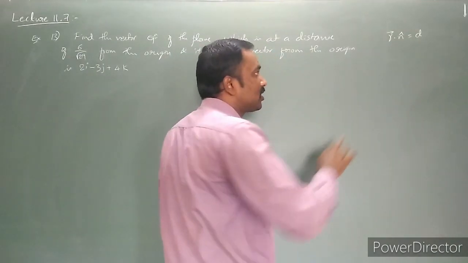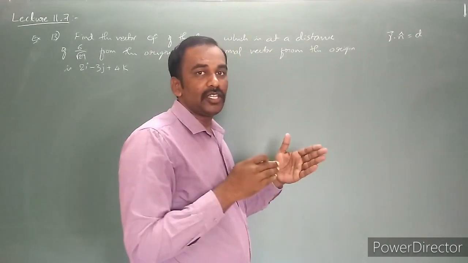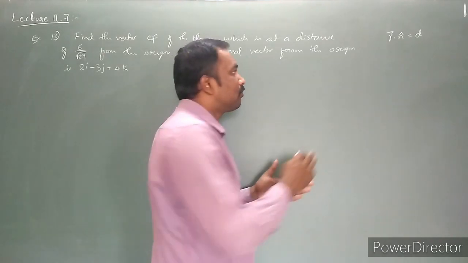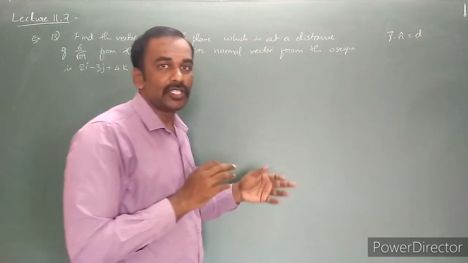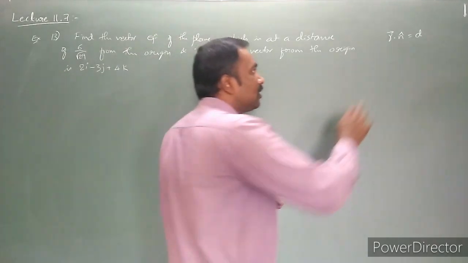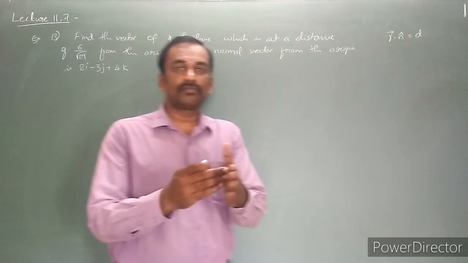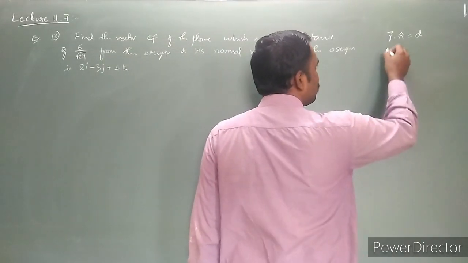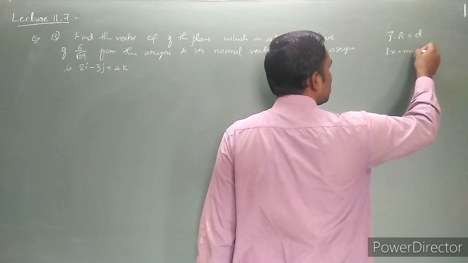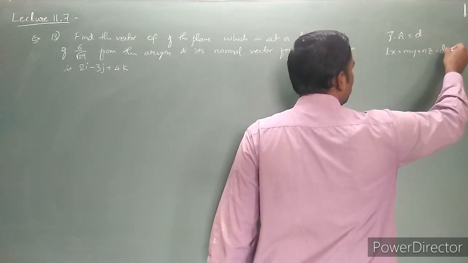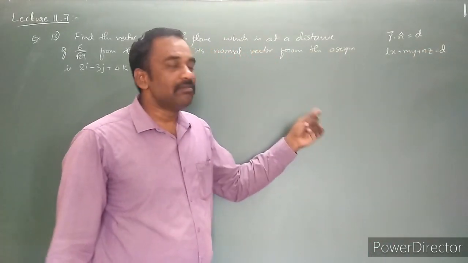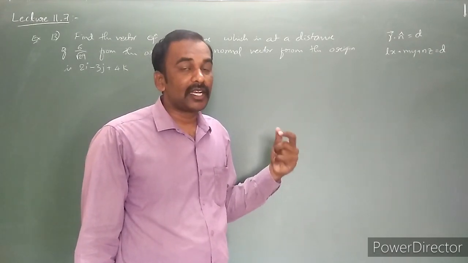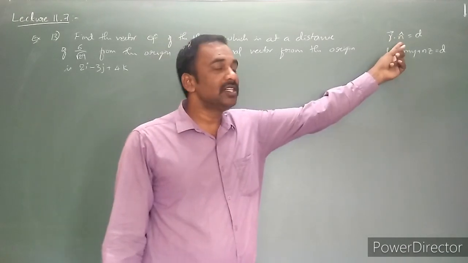Here, what is the terminology? n cap is the unit vector in the direction from the origin to the plane, r bar is the position vector of any point on the plane, and d is the distance of the plane from the origin. This is the vector form. And the Cartesian form is lx plus my plus nz is equal to d, where l, m, n are the direction cosines of the unit vector.